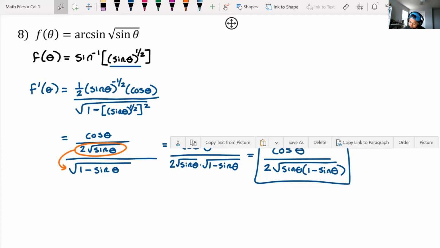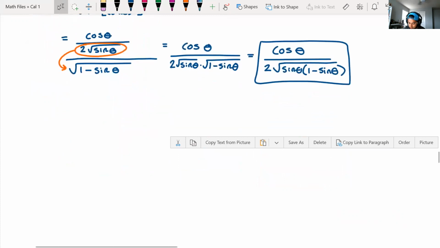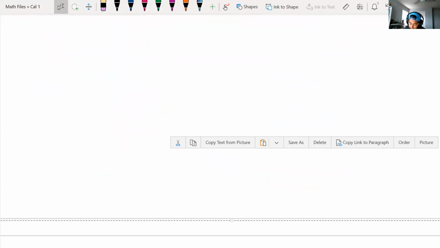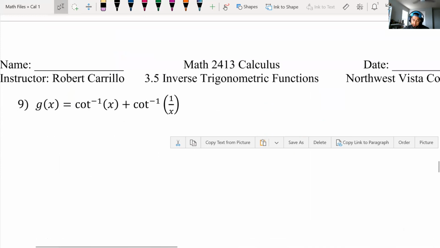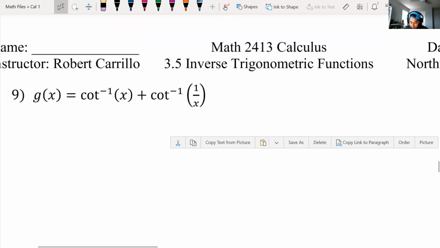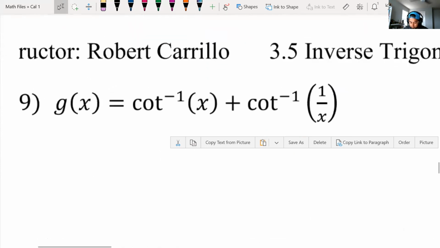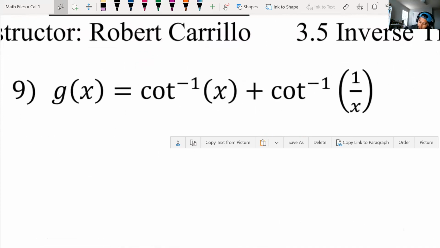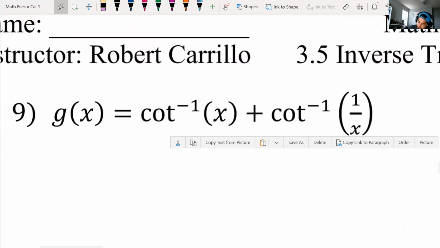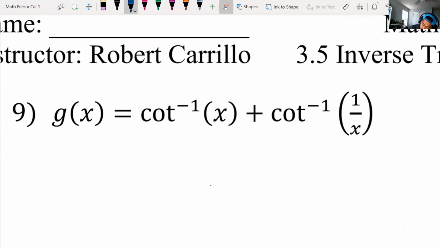All right. More. Ooh, this one's good. All right. 9. G of x equals the inverse cotangent of x and the inverse cotangent of 1 over x. Okay. Quick little rewrite here. We know that 1 over x just becomes x to the negative 1 on the inside.